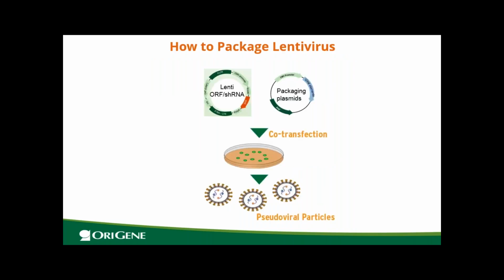So this is how to package the virus. Either your lenti vector containing ORF, shRNA, or CRISPR, co-transfect the lenti vector together with the packaging plasmid into HEK293T cells, and then 2 days later, the virus will be produced in the supernatant.